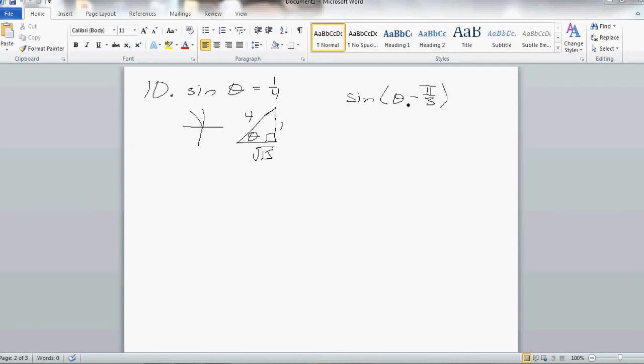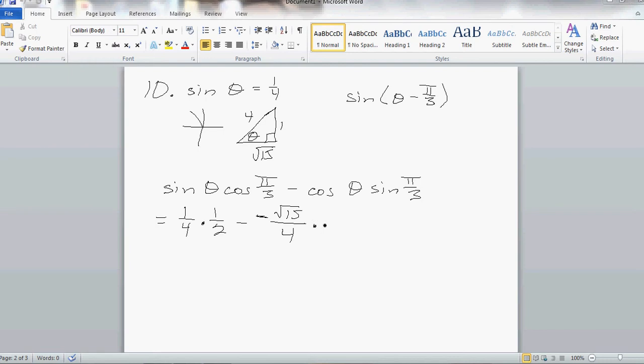And so now the sine of theta minus pi over 3 is equal to the sine of theta times the cosine of pi over 3 minus the cosine of theta times the sine of pi over 3. Okay, sine of theta being in quadrant 2 is positive. Sine of theta is 1/4. Cosine of pi over 3 is 1/2. Cosine of theta, being in quadrant number 2, is going to be negative, and that would be root 15 over 4 times the sine of pi over 3, which is root 3 over 2.